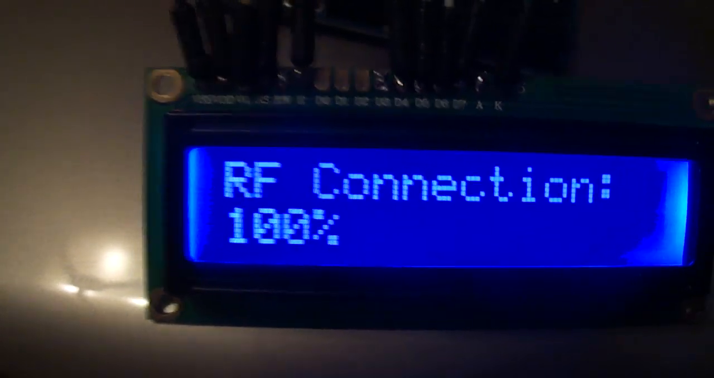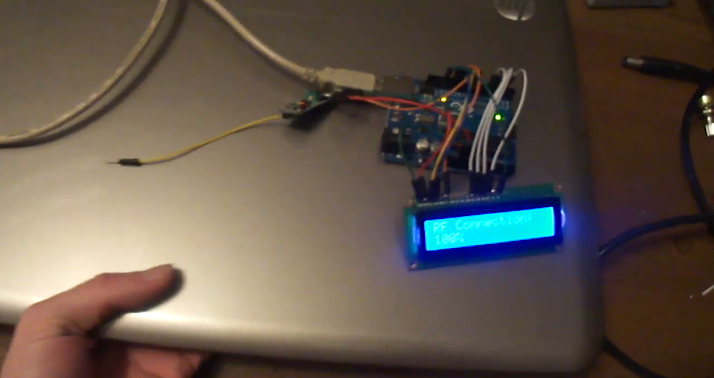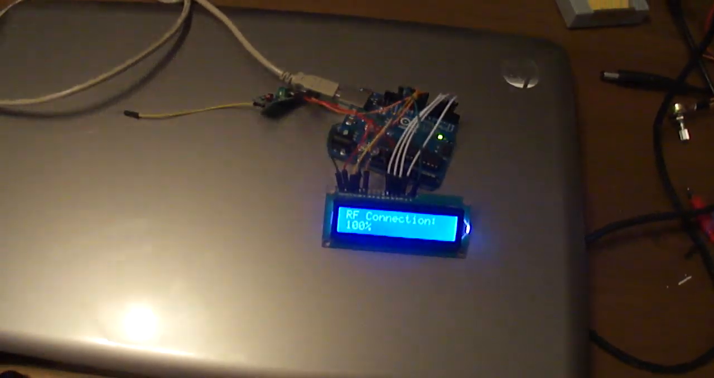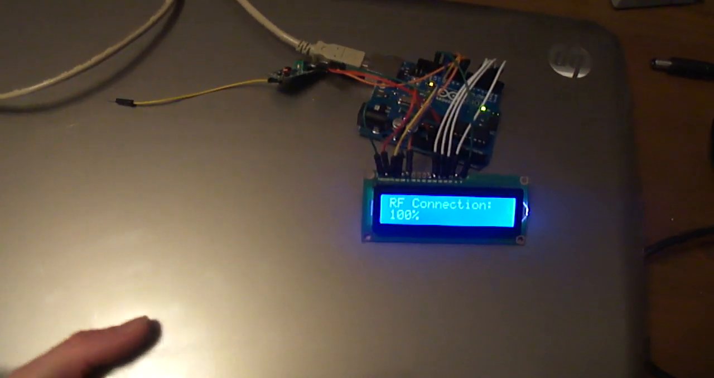And this is just telling us how good the connection is. So I'm gonna see how good the range is with only a 5 centimeter antenna.